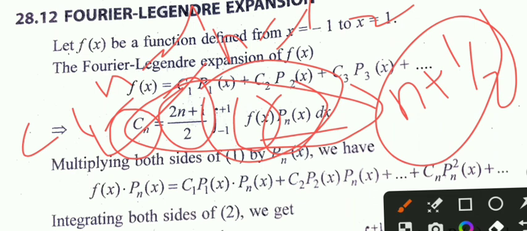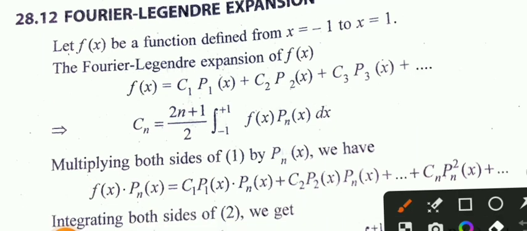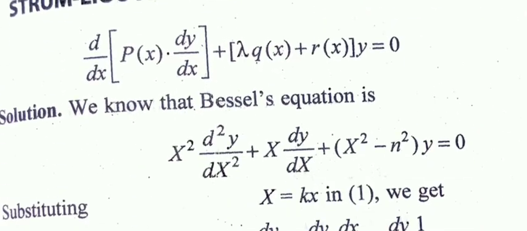Before going to the next page, I am going to say something: the recurrence formula is most important, because we can put the recurrence formula to get p1 of x, p2 of x, p3 of x. The recurrence formula is most needed, so you have to remember that recurrence formula.